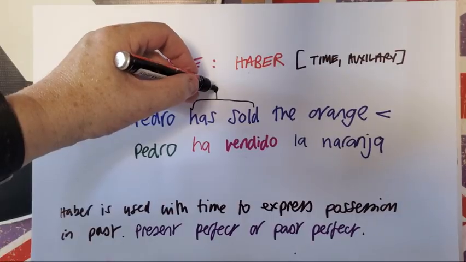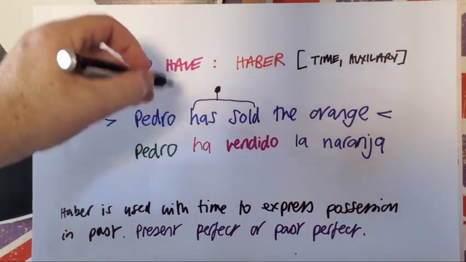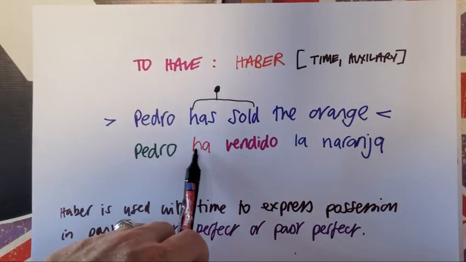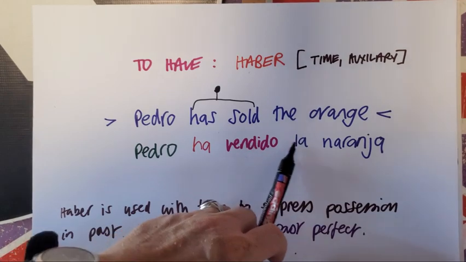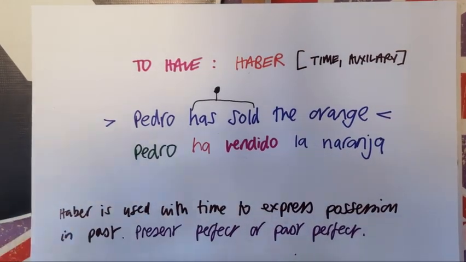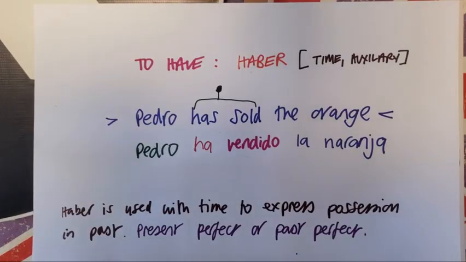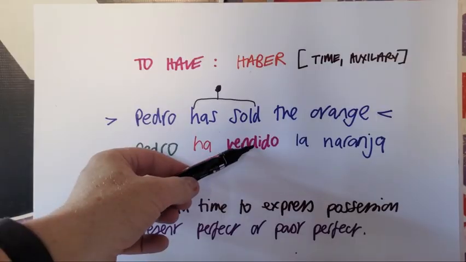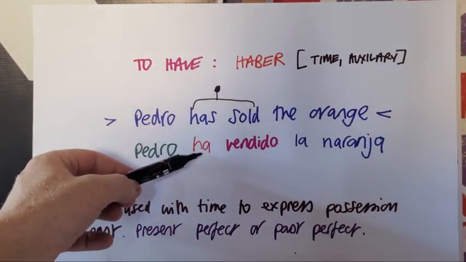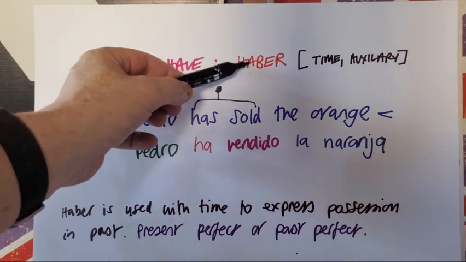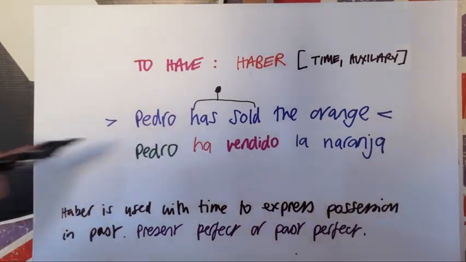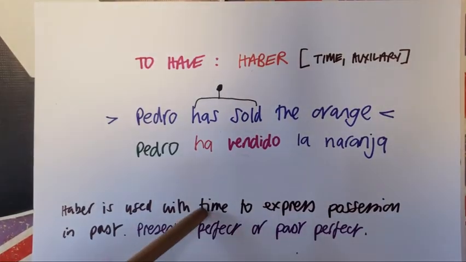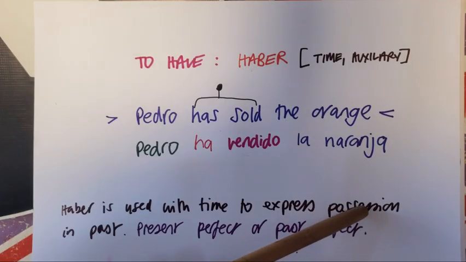Its two parts form the verb phrase. So Pedro, using the verb haber: Pedro ha vendido naranja. Pedro has sold an orange. When we translate has sold, we don't use the verb tener, but we use the Spanish verb haber for to have. Haber is used with time to express progression.